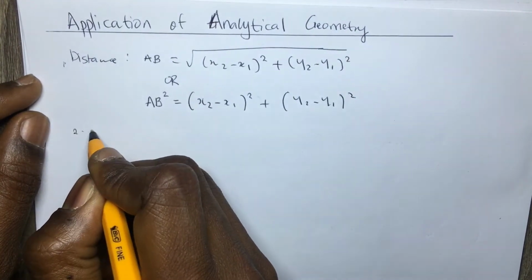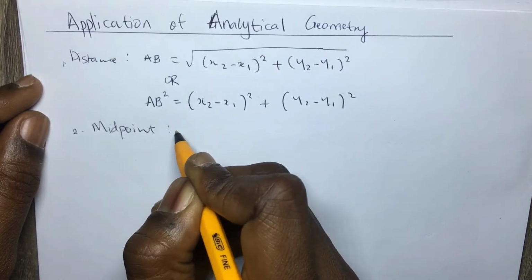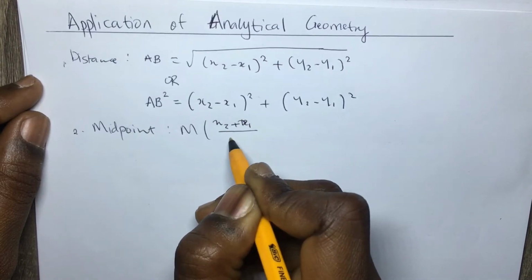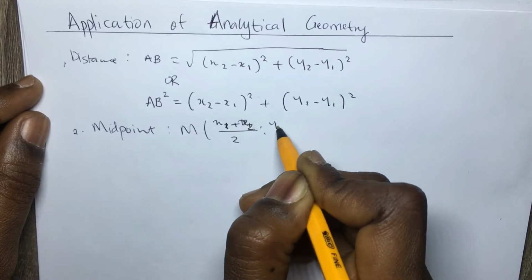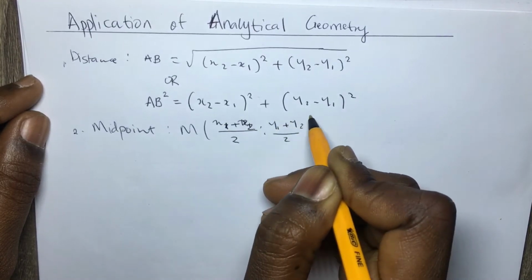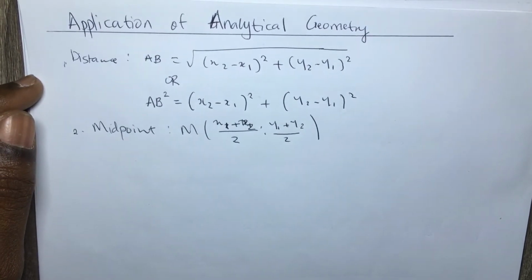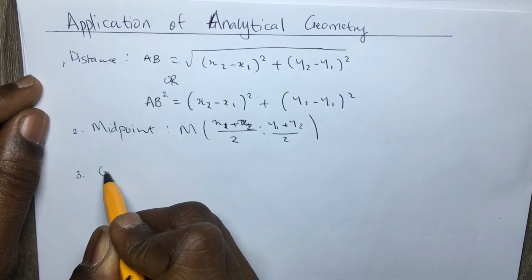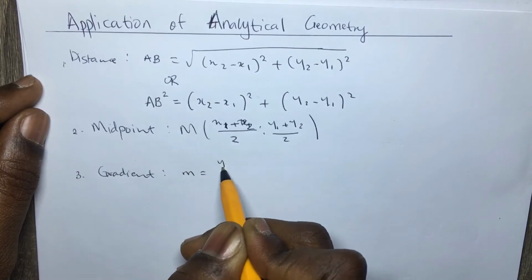Number two, the midpoint. The midpoint we said is given as (x2 plus x1) over 2, (y1 plus y2) over 2. It doesn't really matter here. Just make sure that you choose your coordinates properly. And then notice with this, it doesn't have an equal sign in between, so it gives you the coordinate of the midpoint. And number three, the gradient is given as y2 minus y1 over x2 minus x1.